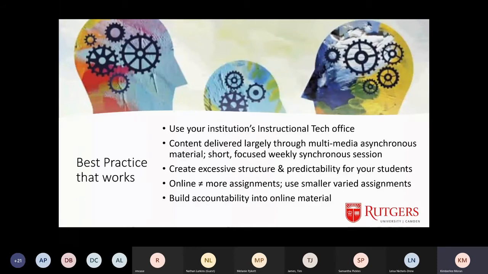Particularly for students at my institution, the vast majority of my students work. Some of them work full time. So to have that structure and predictability really helps them to integrate their schooling responsibilities around their home responsibilities and their working responsibilities. Another thing that's really important is that the online environment should not equal more assignments for your students.